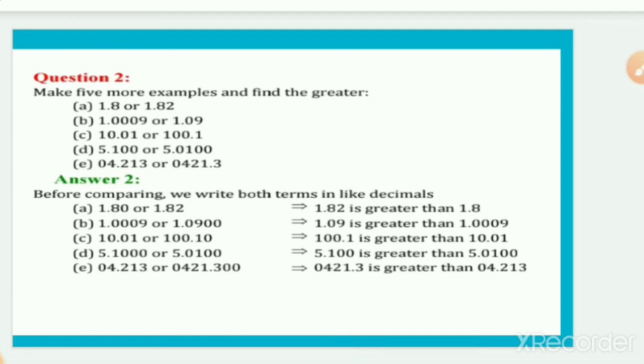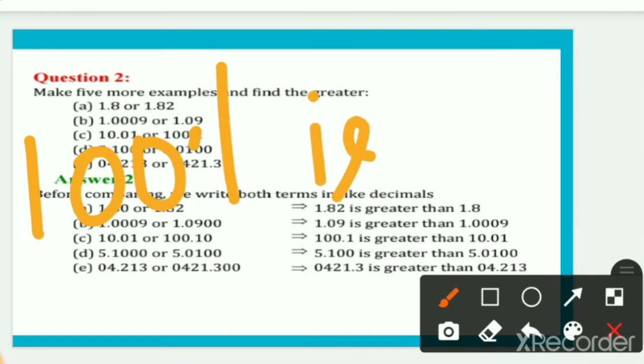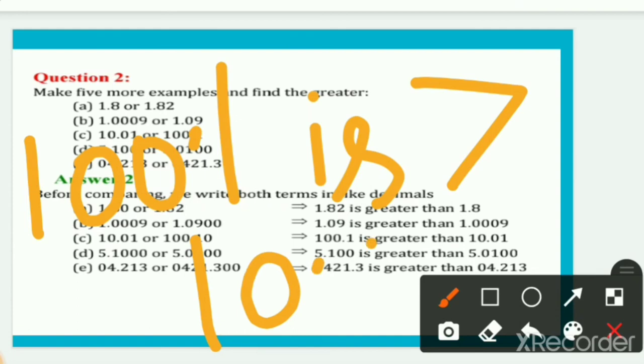Now moving to the C part, we have 10.01 or 100.10. Which one will be greater, 100 or 10? Yes, it is very easy. 100.1 is greater than 10.01.